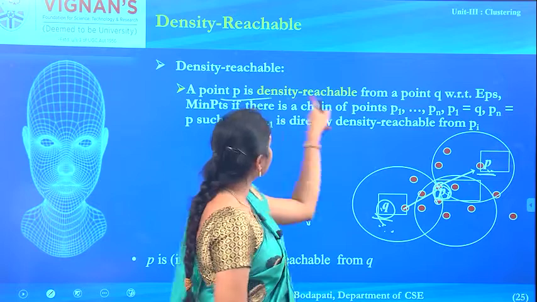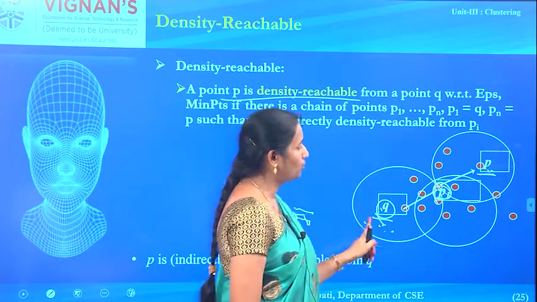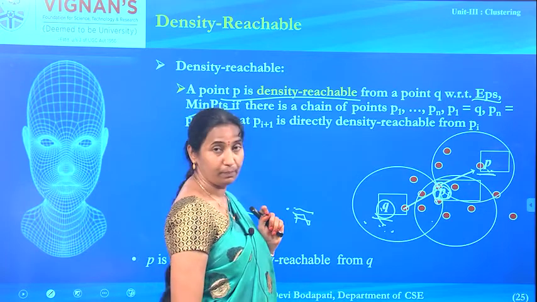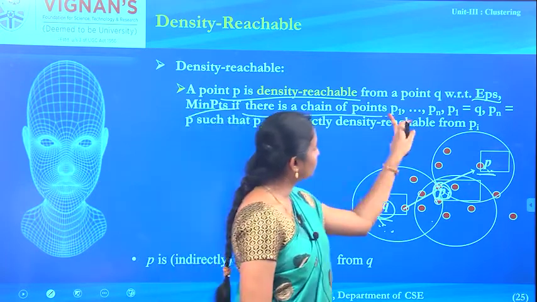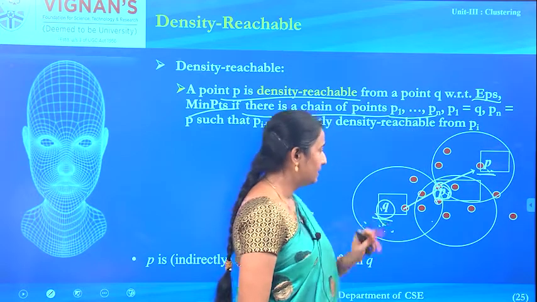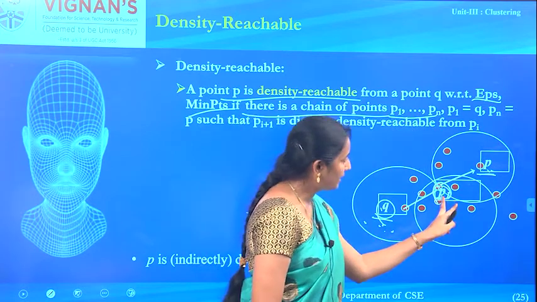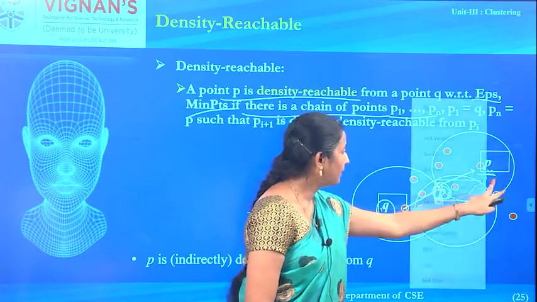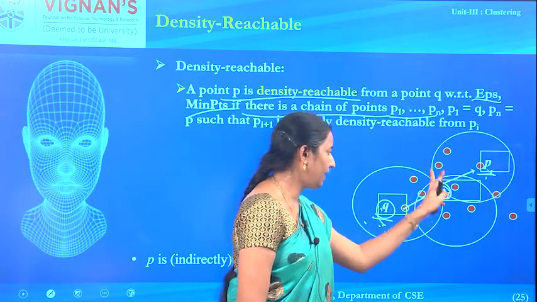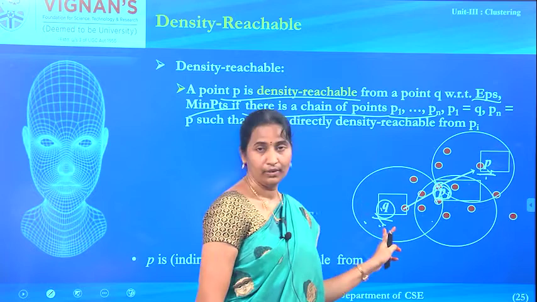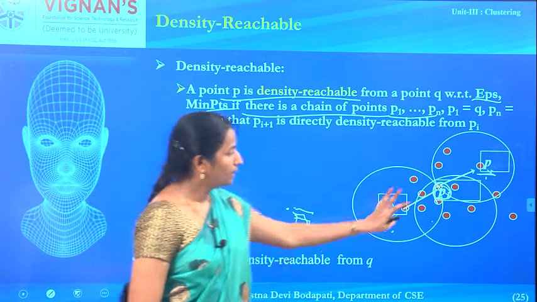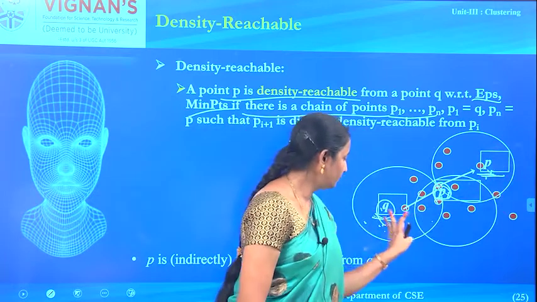So a point P is density reachable from a point Q, given epsilon and the minimum number of points, when there is a chain of points P1 to Pn such that P is directly density reachable from P1, and P1 is directly density reachable from Q, and so on and so forth. If that is the case, you can say that P is density reachable from Q.